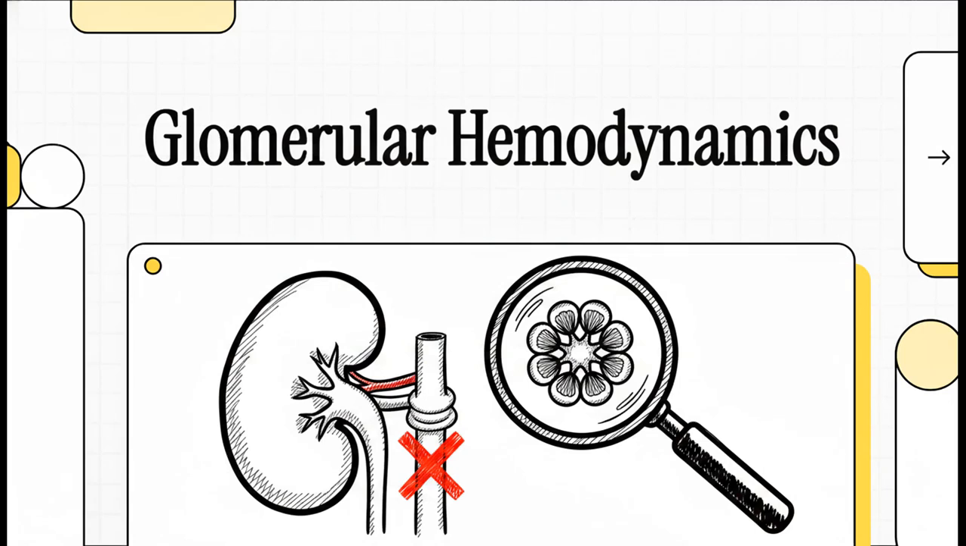Welcome to This Explainer, where we are going to completely demystify one of the most notoriously tricky topics in nephrology, the glomerular hemodynamics of ureteral obstruction. If you've ever stared at Table 37.1 in Brenner's 11th edition and just felt your eyes glaze over at the endless shifting arrows of pressure and resistance, trust me, you are not alone.